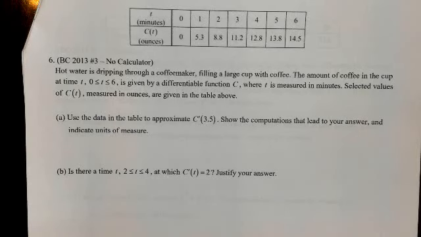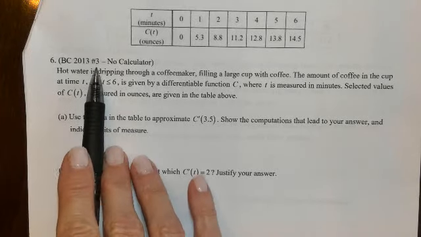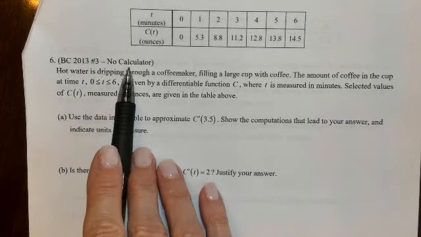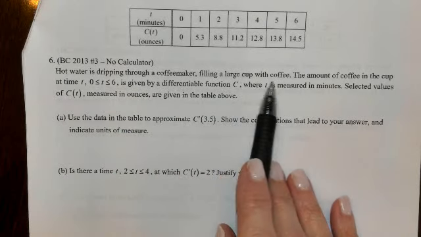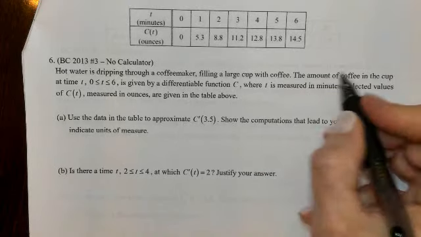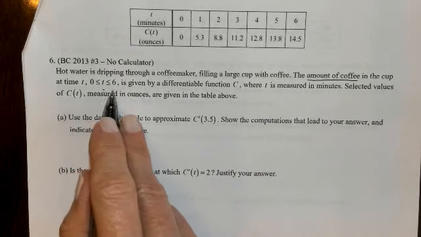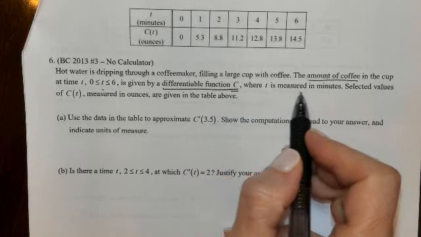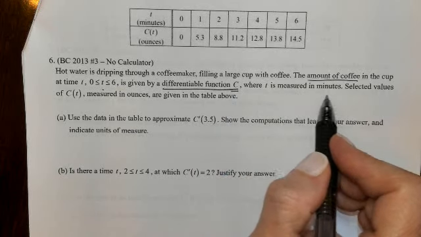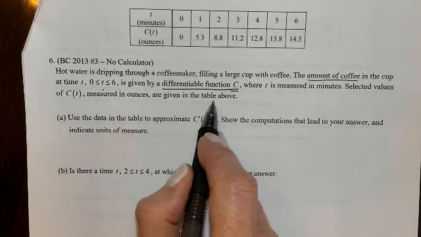Now we're going to take a look at the problem from 2013. This is from the BC exam. It was number 3, no calculator. It says hot water is dripping through a coffee maker, filling a large cup with coffee. The amount of coffee in the cup at time t from 0 to 6 is given by a differentiable function c, where t is measured in minutes, and selected values of c measured in ounces are given in the table above.